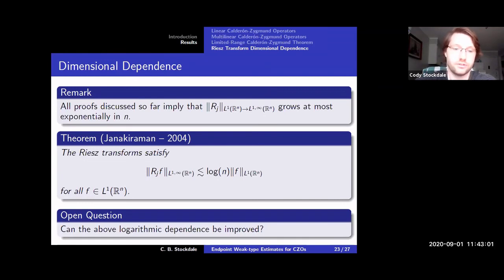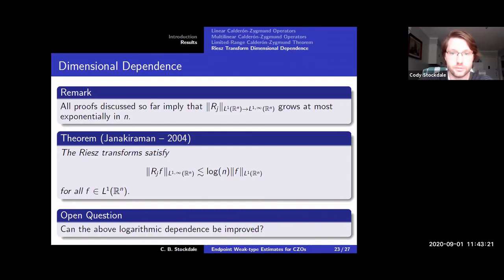So now the question is, can this logarithmic dependence be improved? There's no known lower bound for this quantity, and a lot of people think that it should be dimension free. So the question is, can we actually improve this logarithm? In particular, what do these Nazarov-Treil-Volberg ideas say about this?